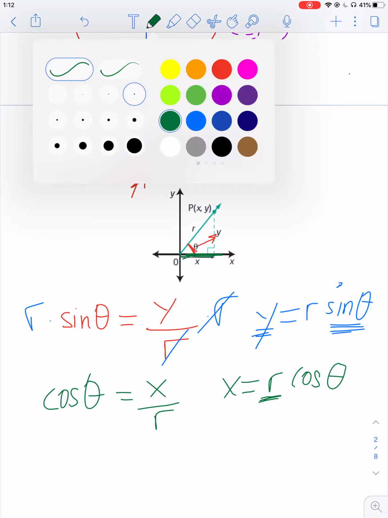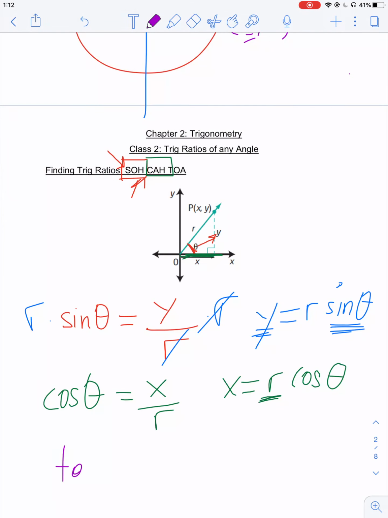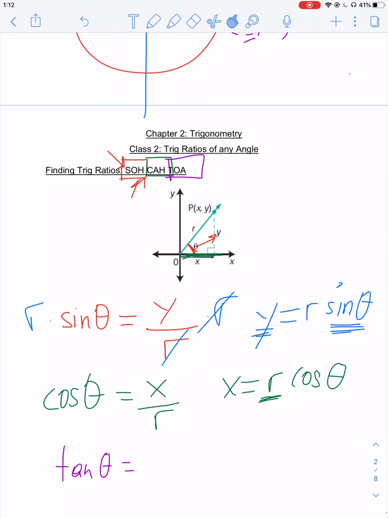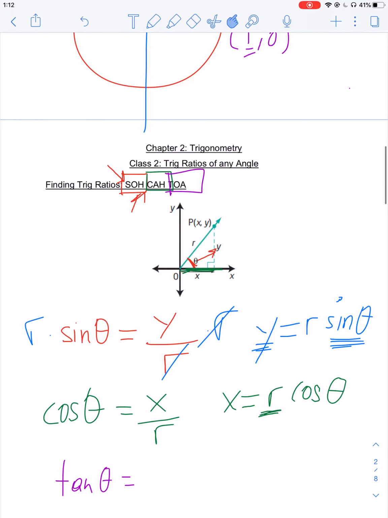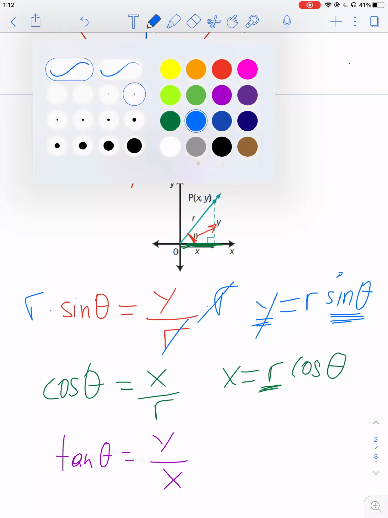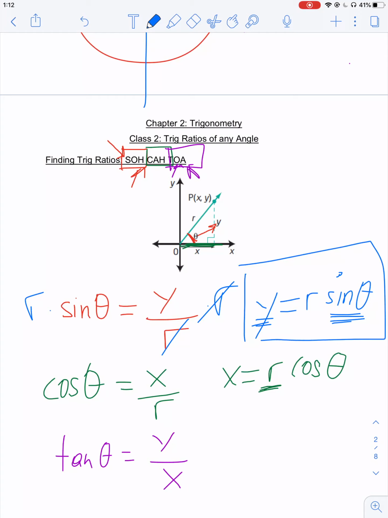And tan finally, so let's use a different color for tan. Tan theta is just, using this, TOA. So T stands for tan, O stands for opposite. The side opposite to theta is y. And the O stands for opposite, A stands for adjacent, adjacent is x, okay? So this is the general case.